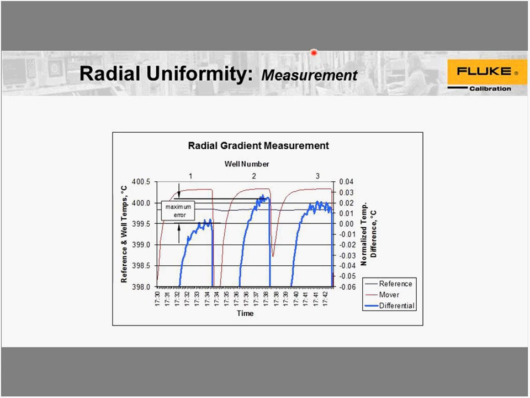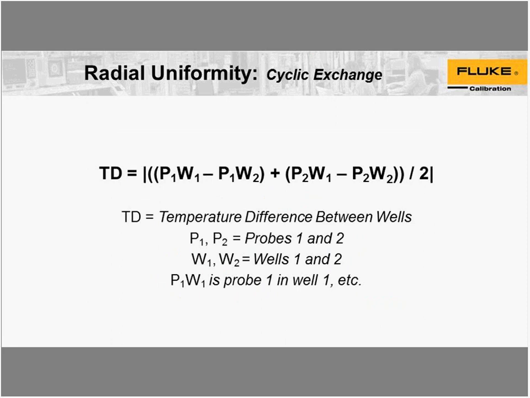Now I wonder, what about the 4th well? Well, there is a possibility of dealing with that. It can be a little tricky, frankly. What we do is a measurement we call cyclic exchange. We've got the 2 probes being probes 1 and 2, and well 1 and well 2 being wells 1 and 2, and they represent the 2 wells we're comparing.